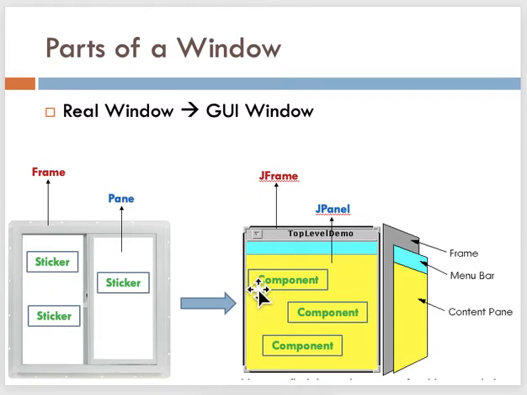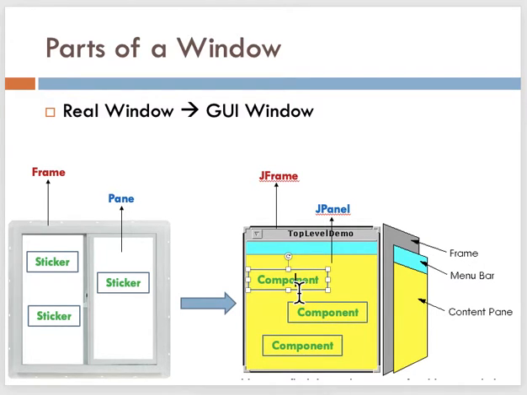In the same way, the JFrame is the window itself. Then there's a content pane, which is this yellow component over here. That's the invisible component, and you stick onto that invisible component, in certain places, the components that you want to be visible.